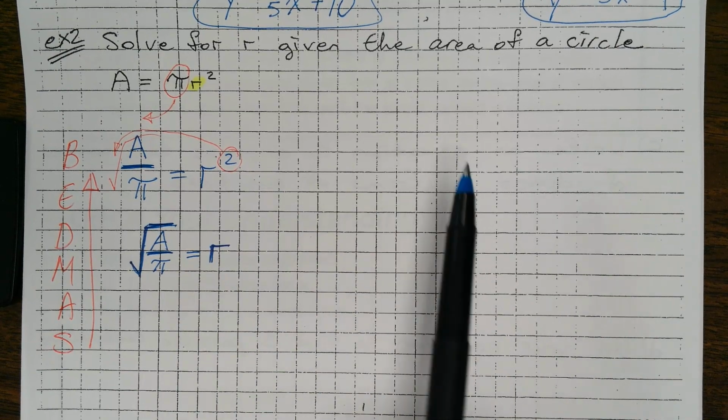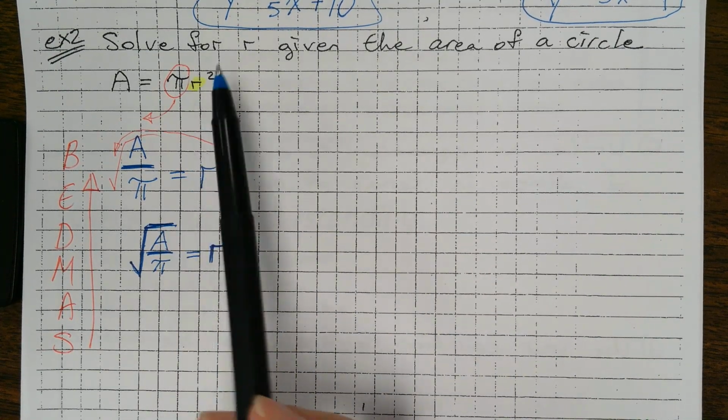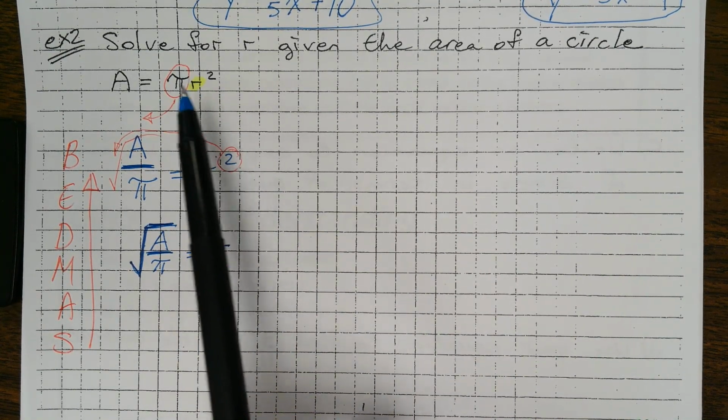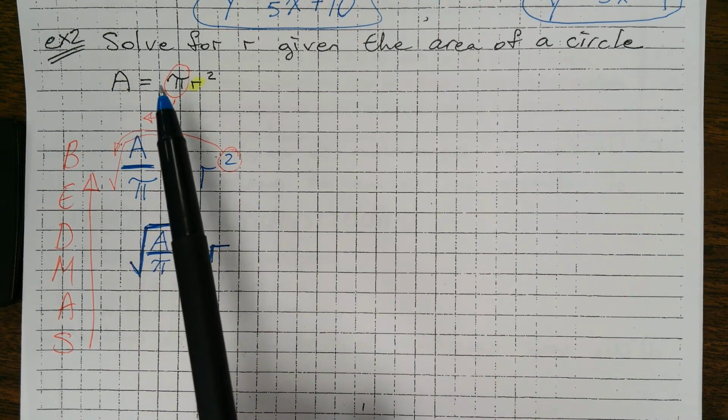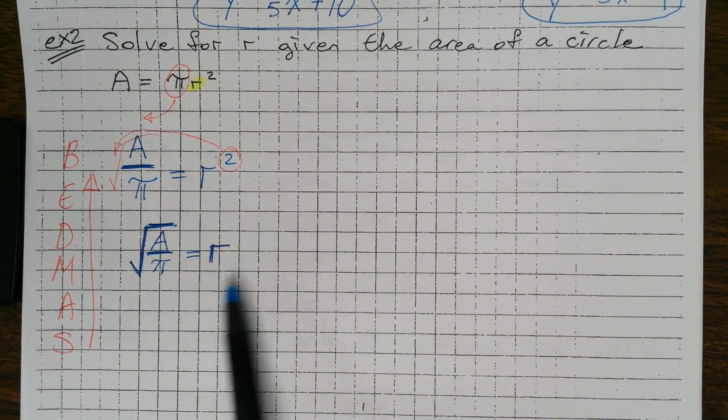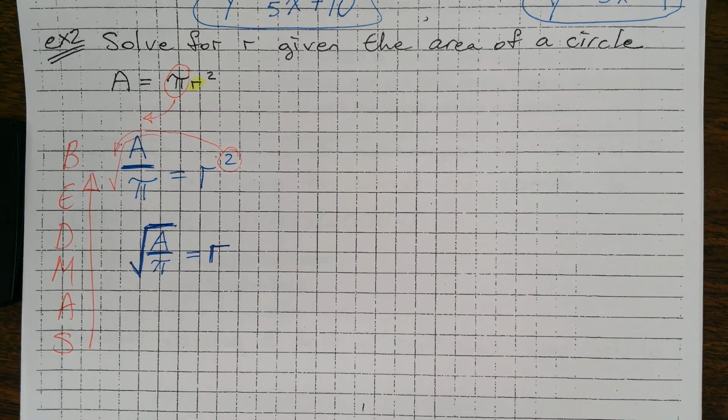Okay, so this equation tells you the area of a circle. Pi r squared helps you find the area of a circle. What does this equation help you find? The radius of a circle given area. Okay. Yeah.